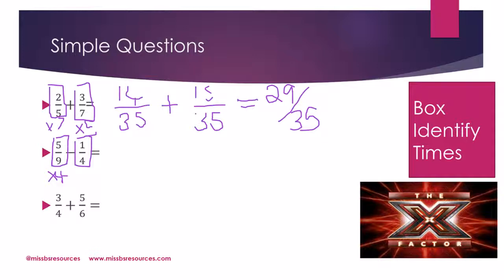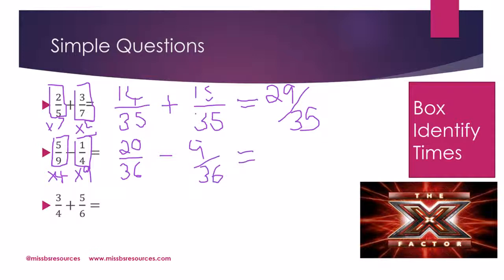5 times 4 is 20. 9 times 4 is 36. Take away 1 times 9, which is 9, and 9 times 4, which is 36. So that is going to leave us with 11 over 36.